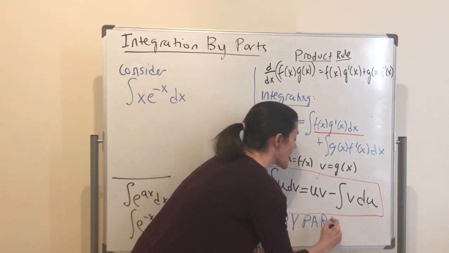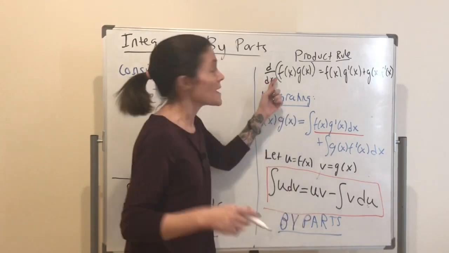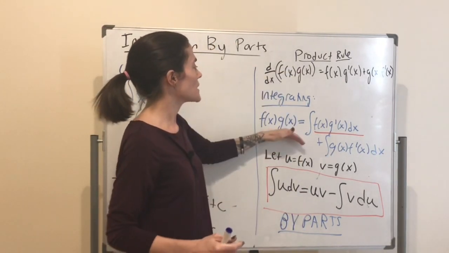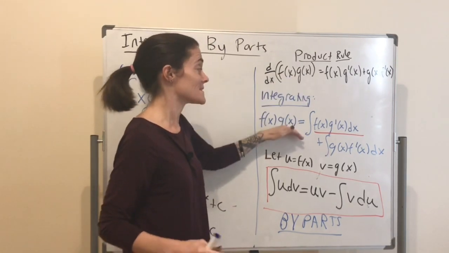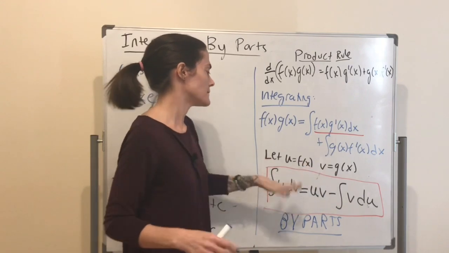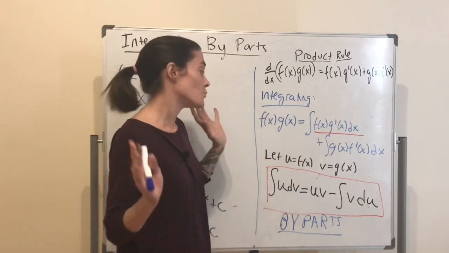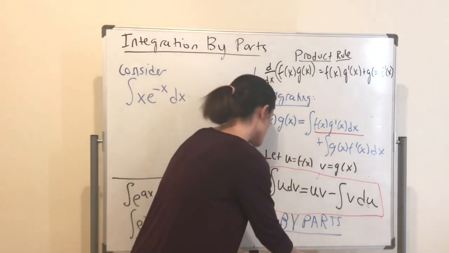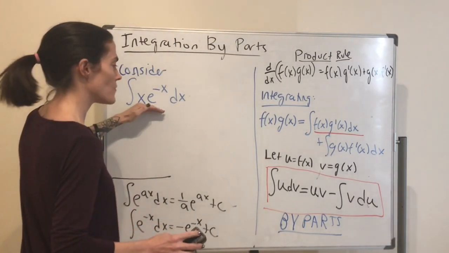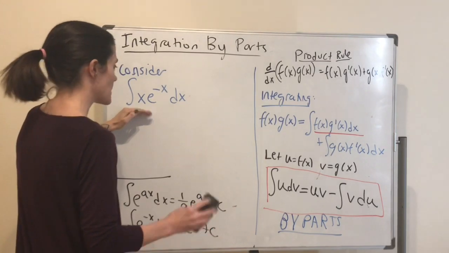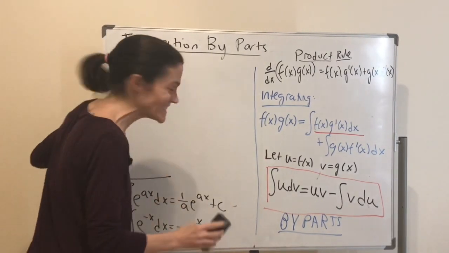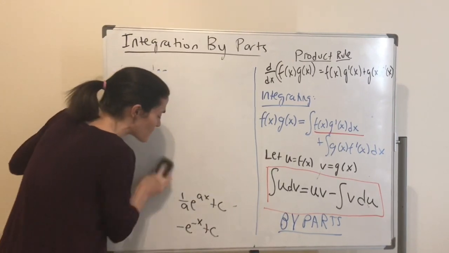And you see it came from exactly the product rule. All I did was write what the product rule says in terms of antiderivatives, and then I just changed my notation a little to have u and v. This is by parts. I still want to think about this, but I'm going to erase it for a moment because we will come back to x e to the minus x.